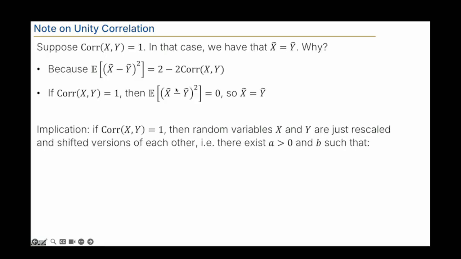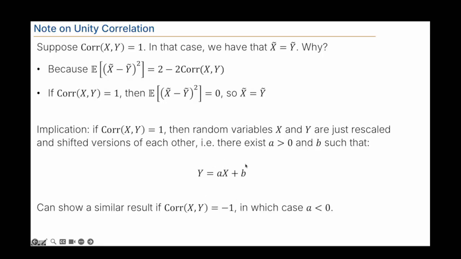Okay? The implication basically is that if the correlation of two random variables is 1, that means they're just rescaled and shifted versions of each other. In other words, you can find an a and a b such that you scale it and then you shift it over. Okay? You can also show a similar result if the correlation is exactly -1. In which case, it's the same thing, except that the a is going to be less than 0.